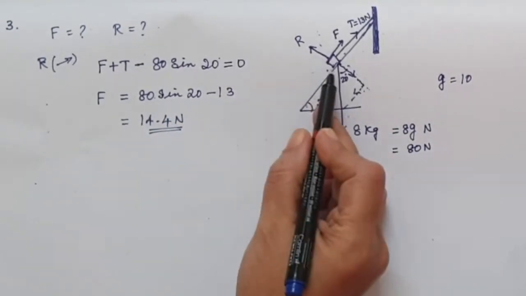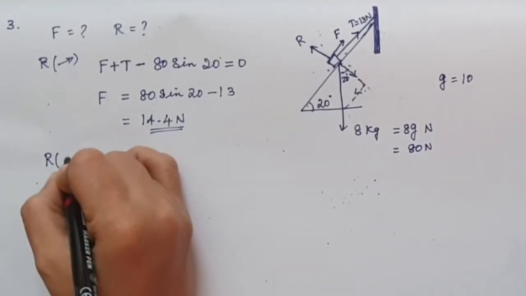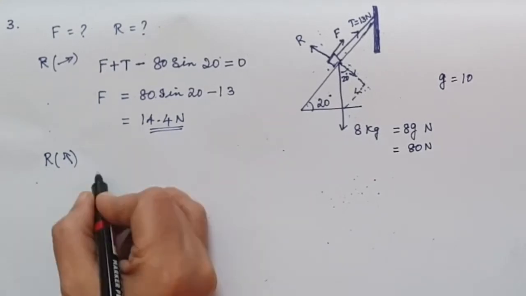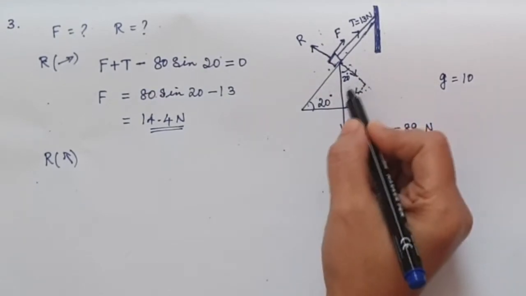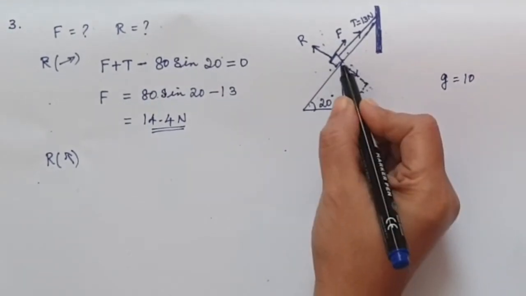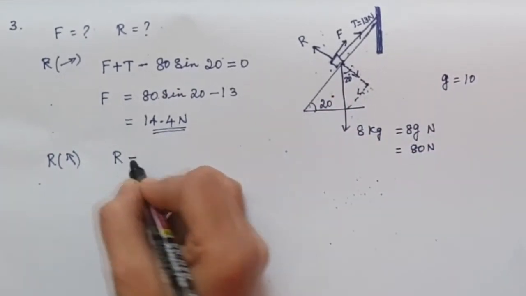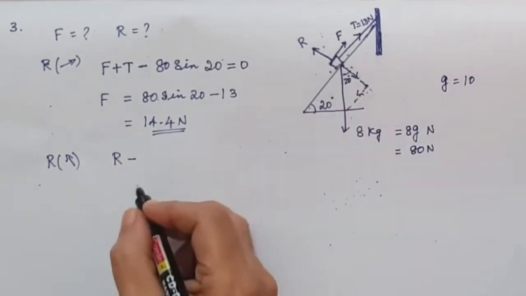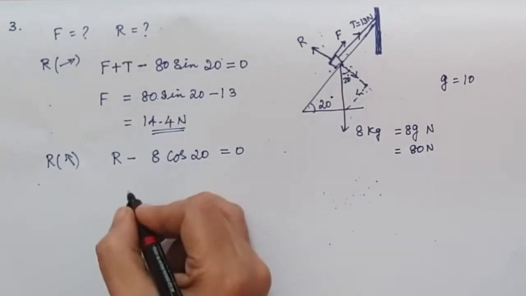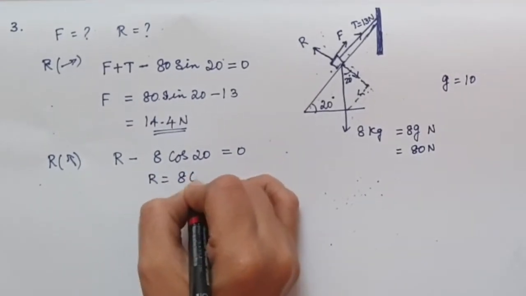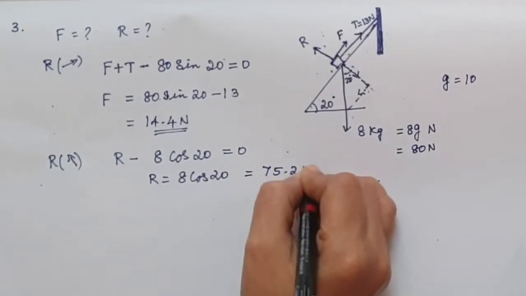Now in order to find R, we resolve the forces perpendicular to the plane. This force is perpendicular, and for the weight, this line will be perpendicular and it is downward, so we write it as negative. So it will be R minus 80 cos 20, the hypotenuse is 80 and it is the adjacent side. That will be equal to 0. So R equals 80 cos 20, which is equal to 75.2 Newton.